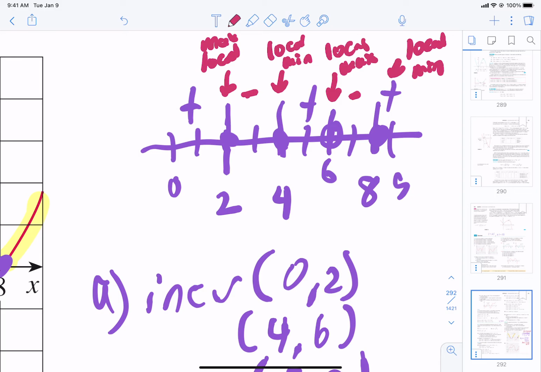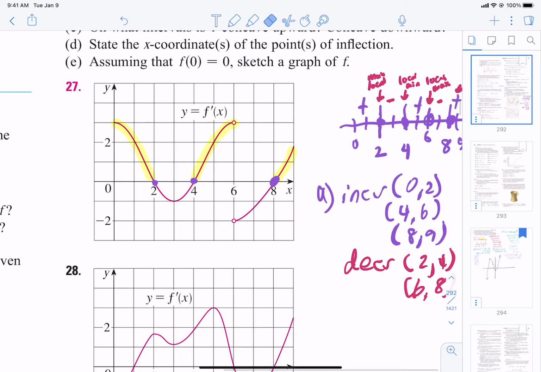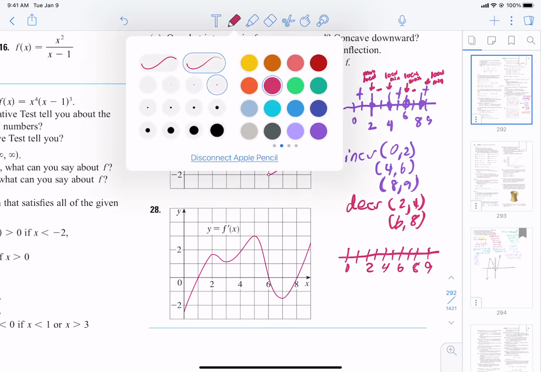What's next? Concave up and down. So let me erase the junk I've drawn here. And now we're thinking about the second derivative. Now, what's the second derivative? Well, the second derivative is the derivative of the derivative. So the slopes of the tangents of the graph we see. Well, let's again talk about 2, 4, 6, 8, and 9. Okay, so I'm going to make another plus minus chart. Okay, and then let's think about where the zeros are for the derivative.